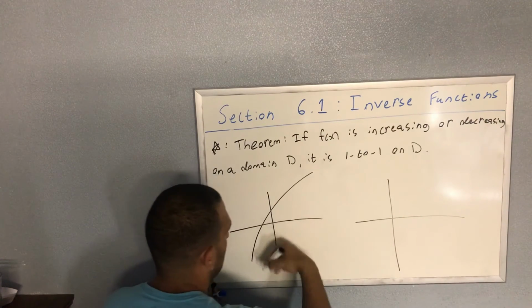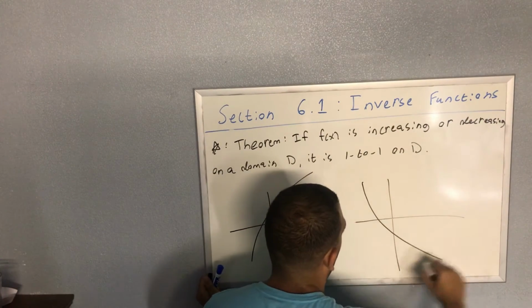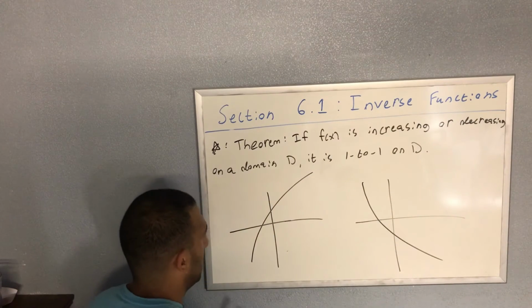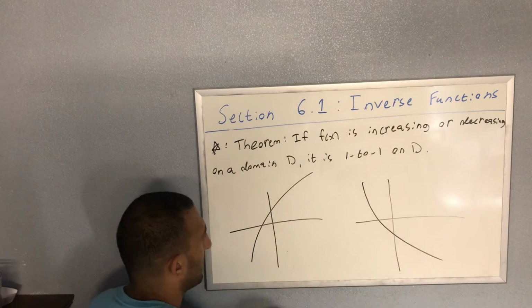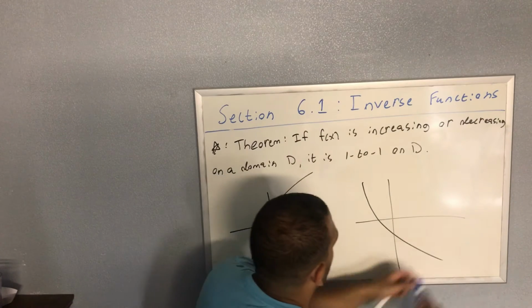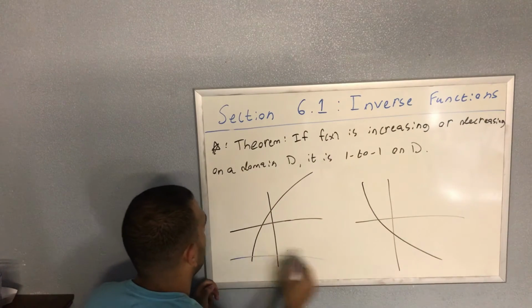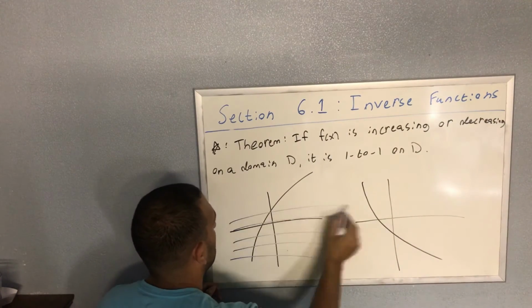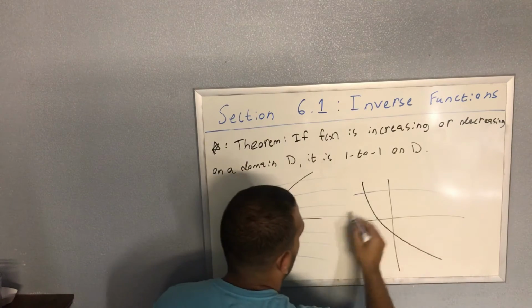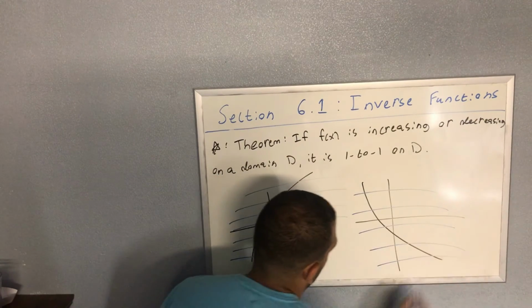If it's always increasing or always decreasing, it doesn't have the chance to come back down or come back up and fail the horizontal line test. So it won't fail the horizontal line test. That's something really nice.